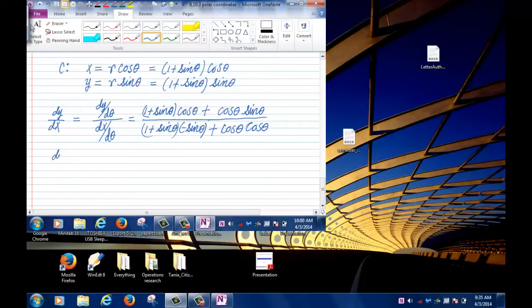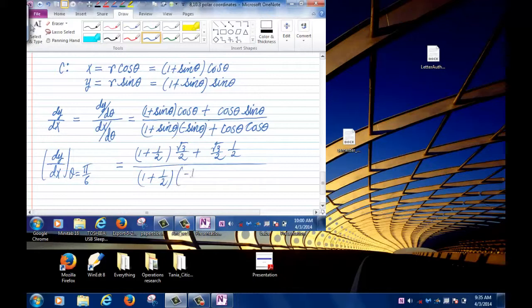Alright, so now we need to know the value of dy dx when theta is what? Pi over 6, right? So I plug in pi over 6. So what do I get? 1 plus sine pi over 6 is what? A half. Cosine pi over 6 is root 3 over 2. So I get root 3 over 2 here, half here. 1 plus a half times negative half, plus root 3 over 2, root 3 over 2, right? Everybody is okay with that.